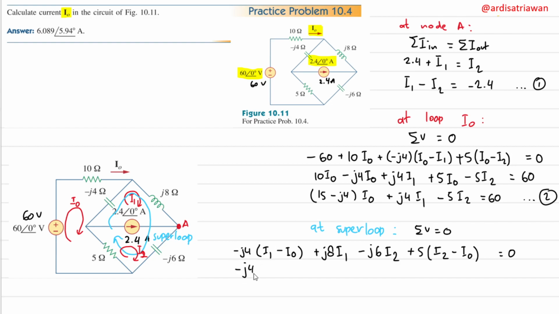So I'll have minus j4 I1 plus j4 I0, and then plus j8 I1 minus j6 I2 plus 5 I2 minus 5 I0, and that will equal 0. And let's see one by one. I0, this is I0 and this is I0, so I will have minus 5 plus j4 for I0.